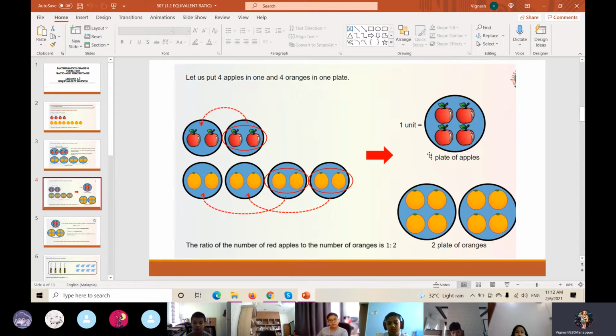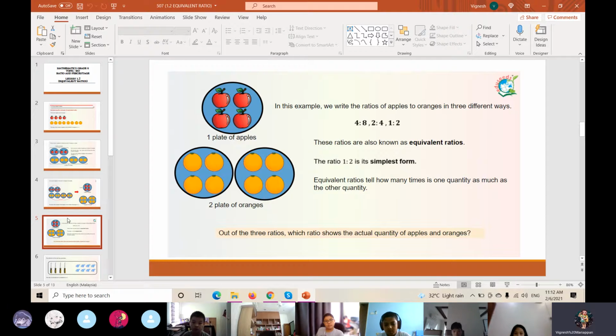Remember the second slide I've taught. 4 apples in 1 plate, 8 apples in 2 plates. So 1 to 2 also is one more way to write the ratio. So we have 3 ways to write the ratios. If let's say the question asked in simplest form, means you can simplify using the highest common factor. Understand or not?